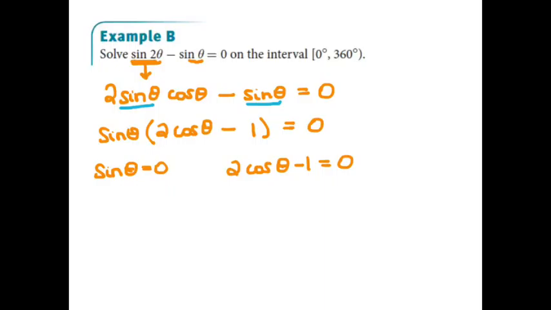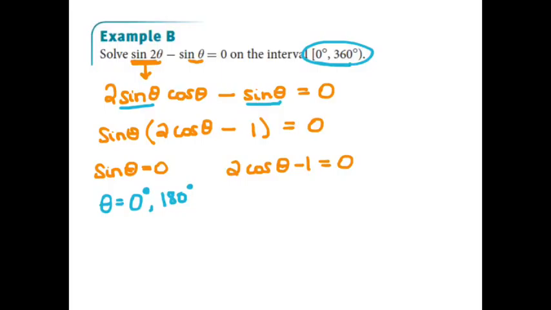And now we're ready to solve. Now before we solve, let's remind ourselves the interval on which we want our answers is 0 degrees to 360 degrees. So I need degree answers, and I need all the degree answers that would be on the unit circle between 0 and 360. So sine theta equals 0. Remember, sine is the y-coordinate, so it's going to be equal to 0 on the x-axis. And that means that sine theta equals 0 whenever theta is 0 degrees, or also when theta is 180 degrees.